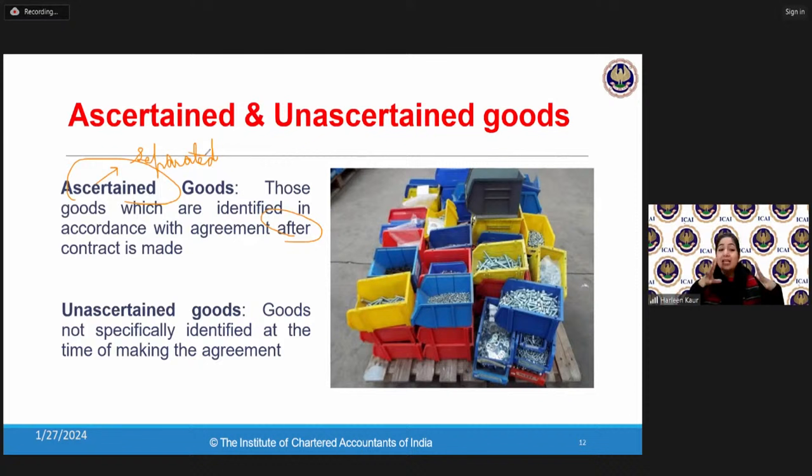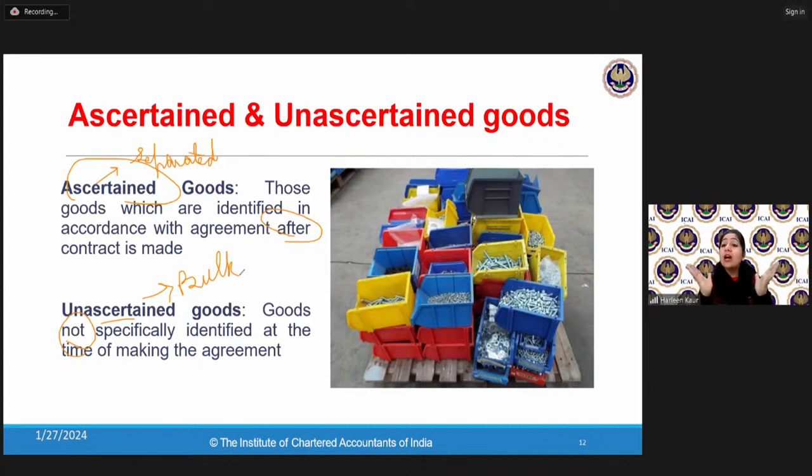So you told me, ma'am, we want to buy one bag of rice. And I had 100 bags of rice lying in my shop. So you said we want to buy one bag of rice out of the 100 bags. Unascertained goods, which are not specifically identified. So unascertained goods means the goods lying in bulk. Bulk means zyada sara, bulk mein sara saman ikattha pada. So 100 bags of rice jo meri shop mein pade hain, they are unascertained goods.